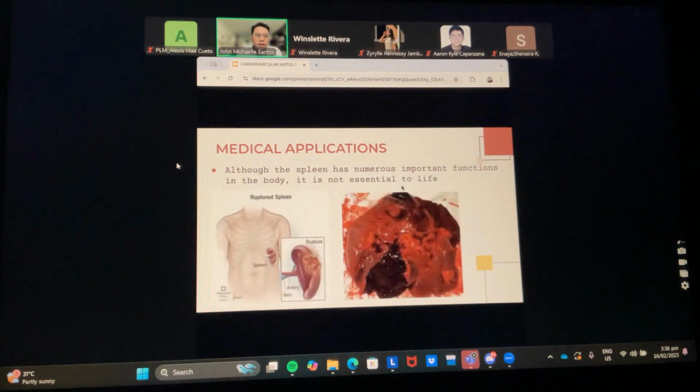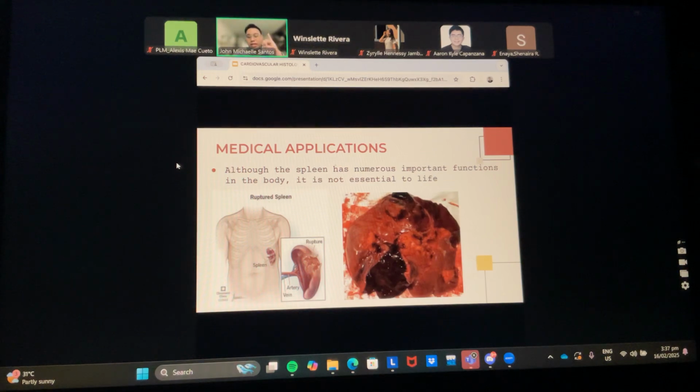Another medical information is that although your spleen has numerous important functions in the body, it is not essential to life. Okay? Pwede siyang tanggalin and then you can still live. Like your appendix. Di ba? So although the spleen has numerous important functions, it can be removed. Pero upon removal, ano yung mga makikita mo?